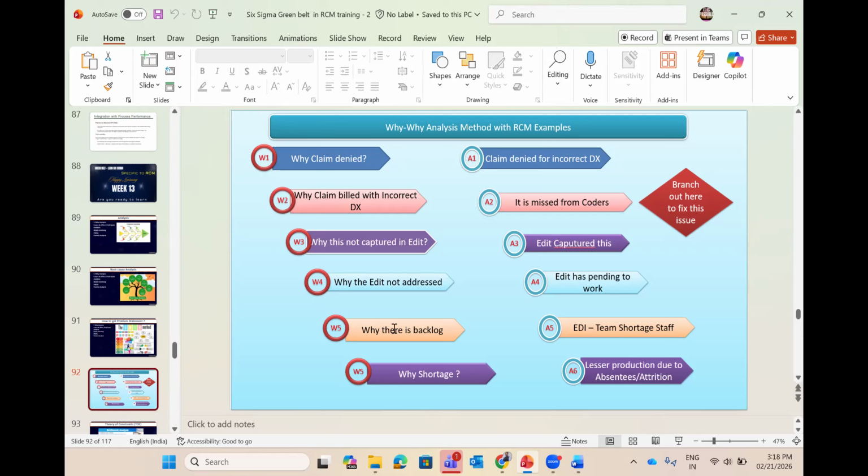Why is it pending? There is a backlog. The EDI team has a shortage of staff. Why the shortage? There is lower production, or it is due to absenteeism or attrition. Your problem is claim denied, but your root level is that you don't have enough people to address this. If people address the EDI correctly, you are not going to get the denial. So this is the root of the problem that you need to discuss. Clear? This is the way you have to go.